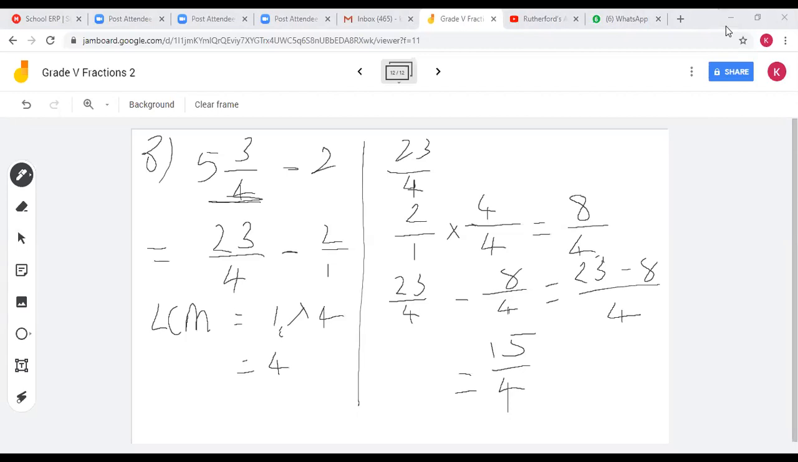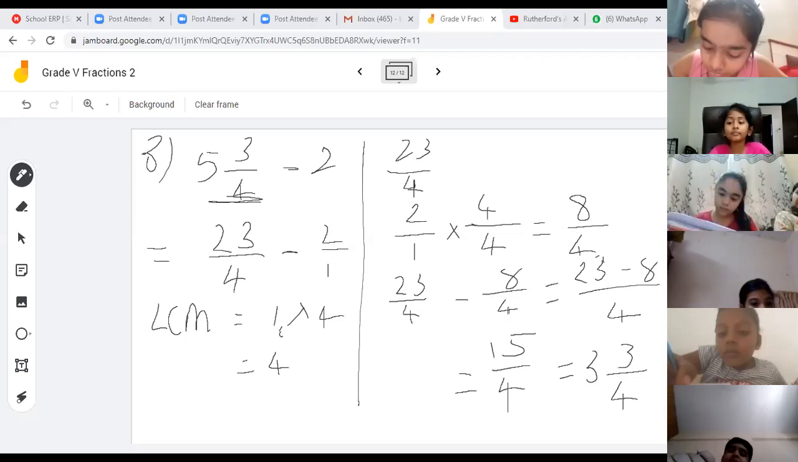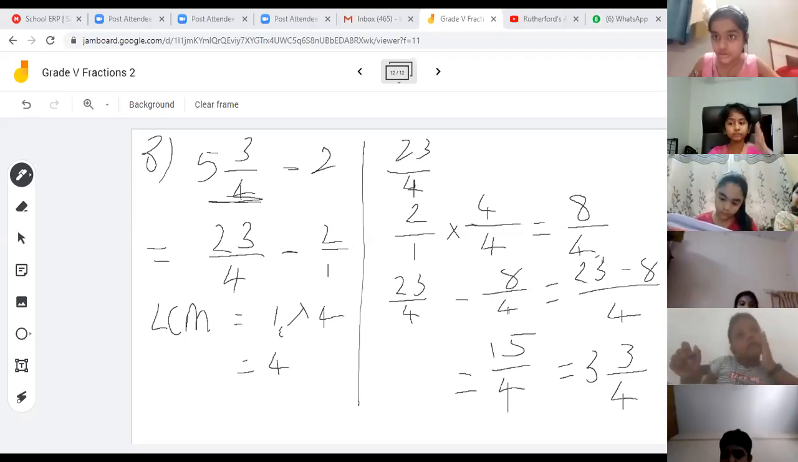What we have to do is convert it into a mixed fraction. We know that 4 4s are 16, so that is not going to work out. The answer will be 4 3s are 12 and 3 is the remainder. So 3 whole and 3/4. Okay, that is your final answer. Yes, everyone. So these are examples.